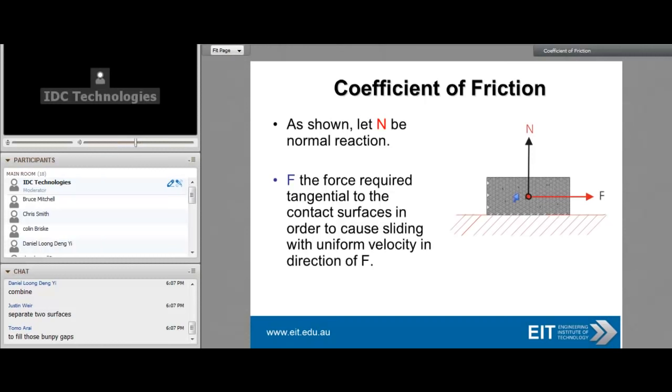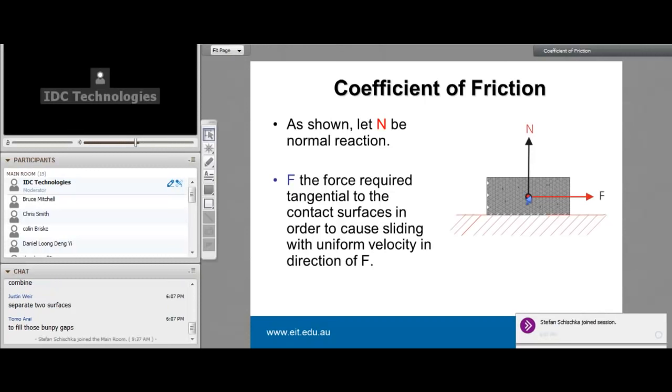Here we've got a block with a normal reaction here of N. And we've got a frictional force F that we're applying parallel to this base, if you like. And this frictional force is the amount of force that we need to apply to this block in order to get it moving.